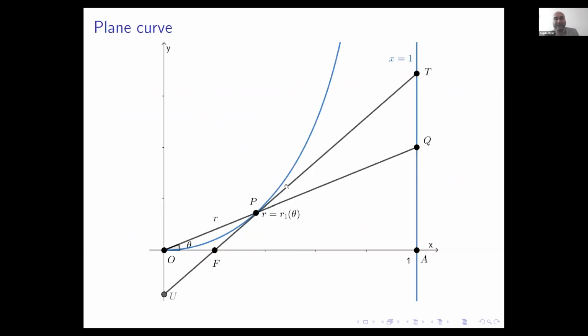required that the tangent line of the curve always passes through the point Q. So here the roles of T and Q change. In Bouguer's pursuit curve, the direction of the movement of P is always towards Q, and P and Q move with the same speed. Q moves along the line x equals 1, and with the same speed, P moves along the curve, so that the tangent line of the curve at P passes through Q.